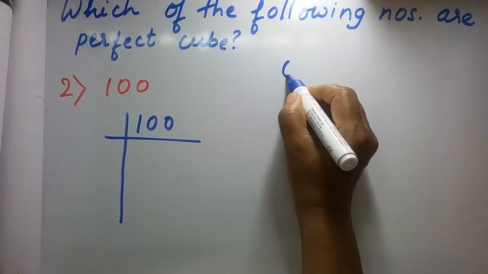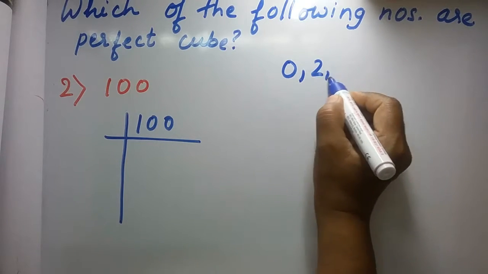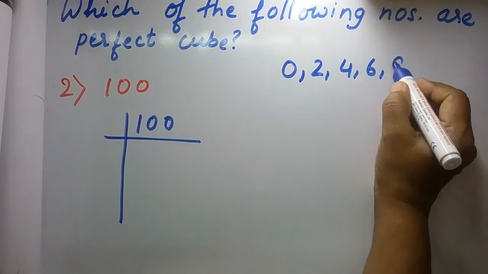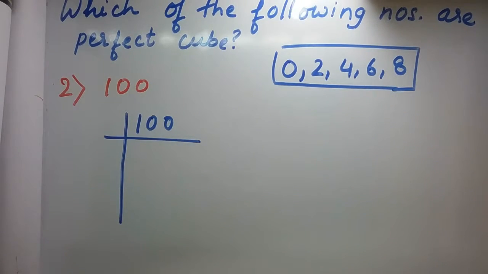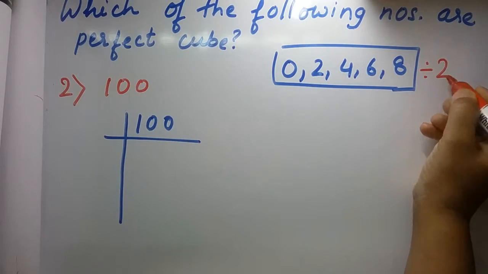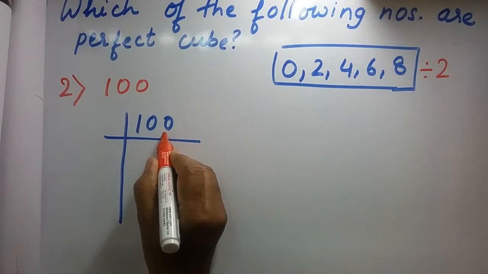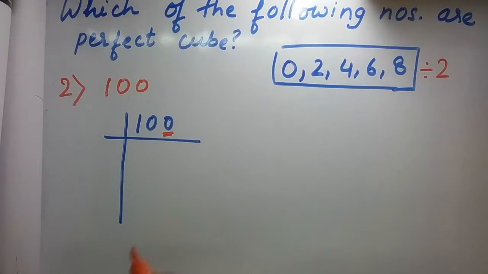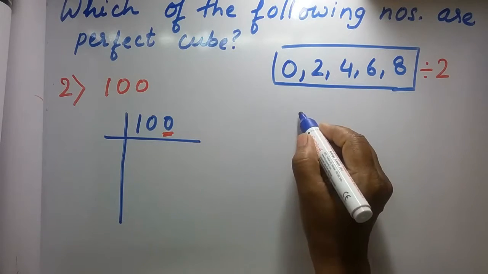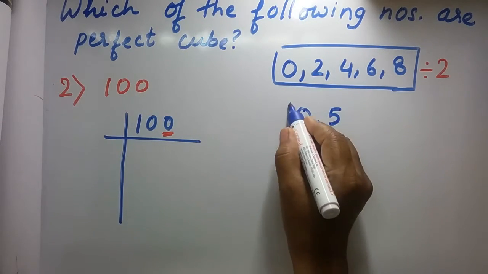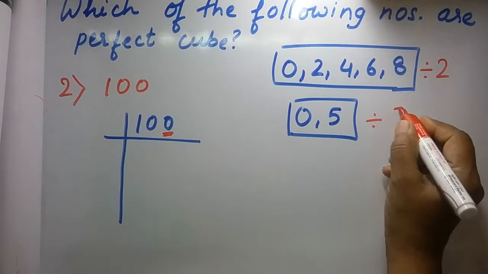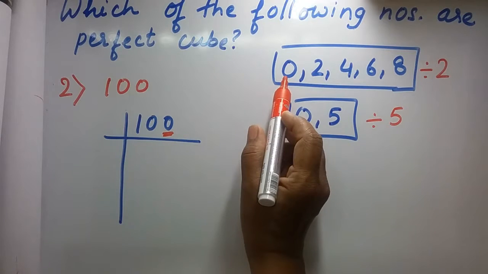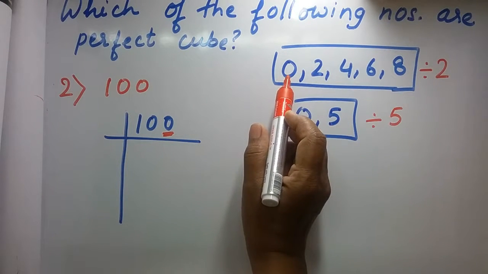As I told you before, if a number has 0, 2, 4, 6, 8 in the unit place, all those numbers are divisible by 2. So it's applicable here, as it has 0 in the unit place, so this number is also divisible by 2. Even if you have 0 and 5 in the unit place, these two numbers are divisible by 5. So it's not only divisible by 2, it's also divisible by 5.